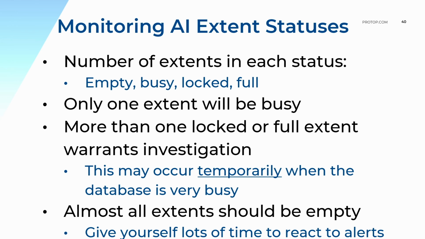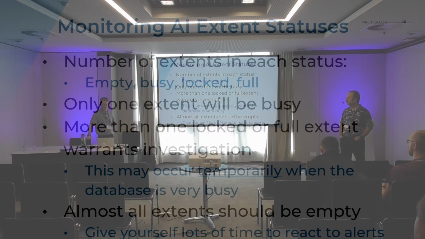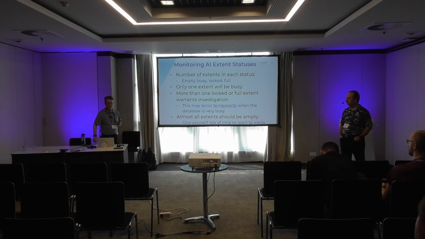So we talked about the extent statuses. You want almost all of your extents at any one time to be in the empty status, meaning they're ready to be written to. If you have more than one locked or full extent for any meaningful period of time, that warrants investigation, because it means switching is not happening as it should be. Something is causing this process to not work as it should. You should have some sort of monitoring alerting on this so that you're aware that it's going on.